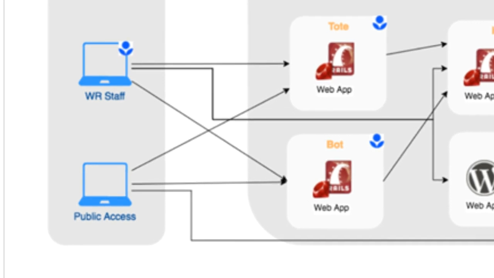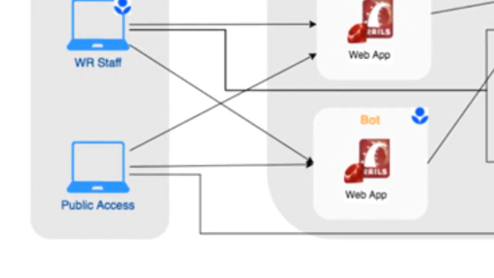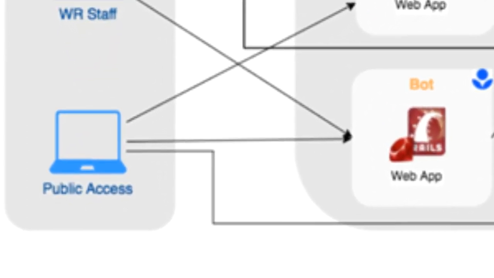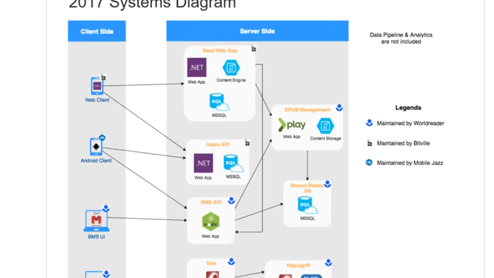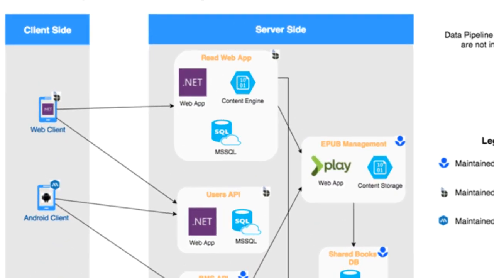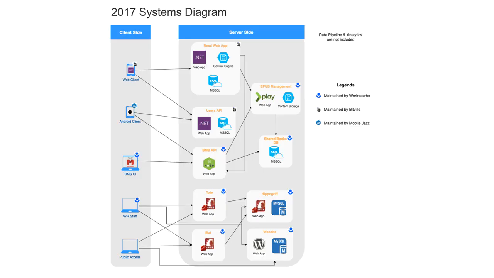If you go to www.worldreader.org, that would be our public website. Okay. And then we have read.worldreader.org. That's the web app only for reading, and that's where we get the most traffic. Currently, we're getting the most traffic on this web portal, this web app.